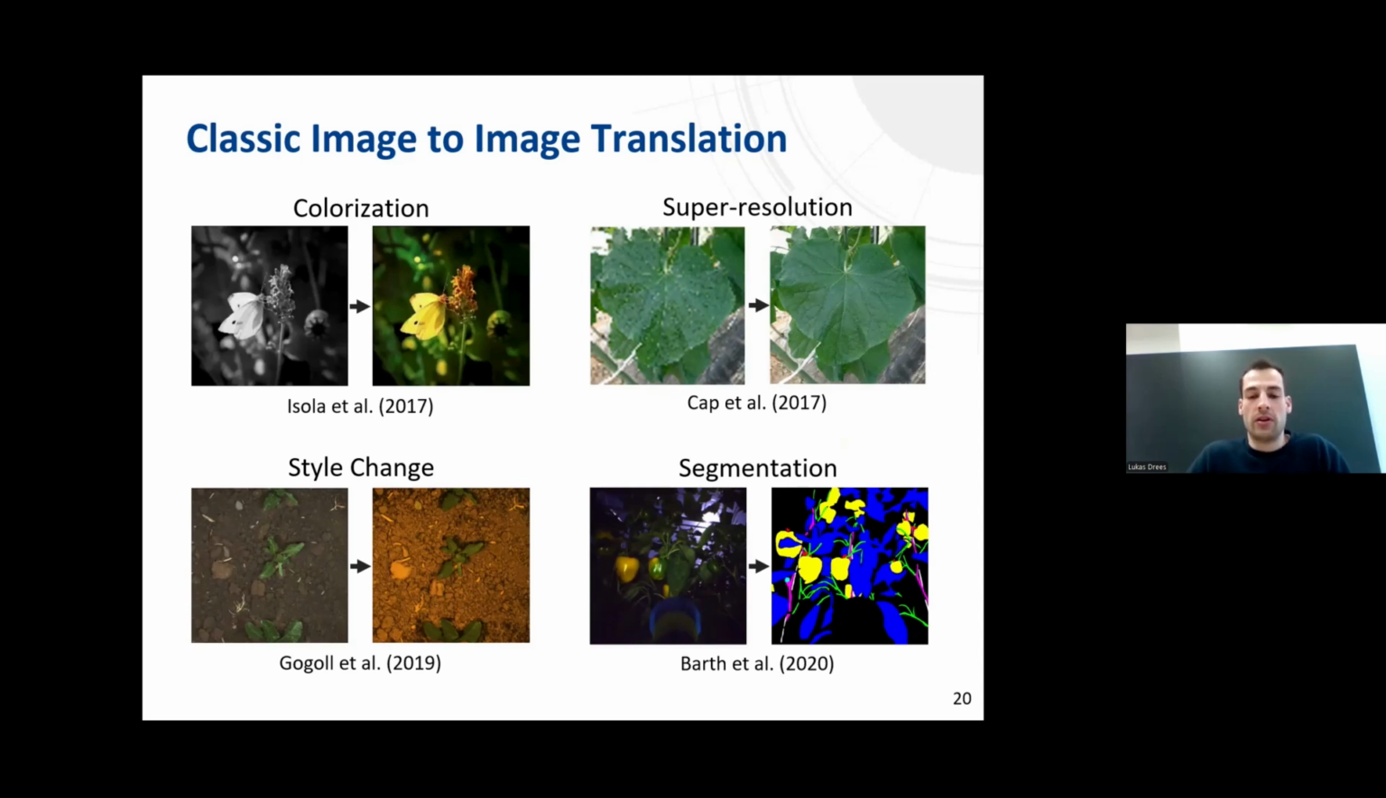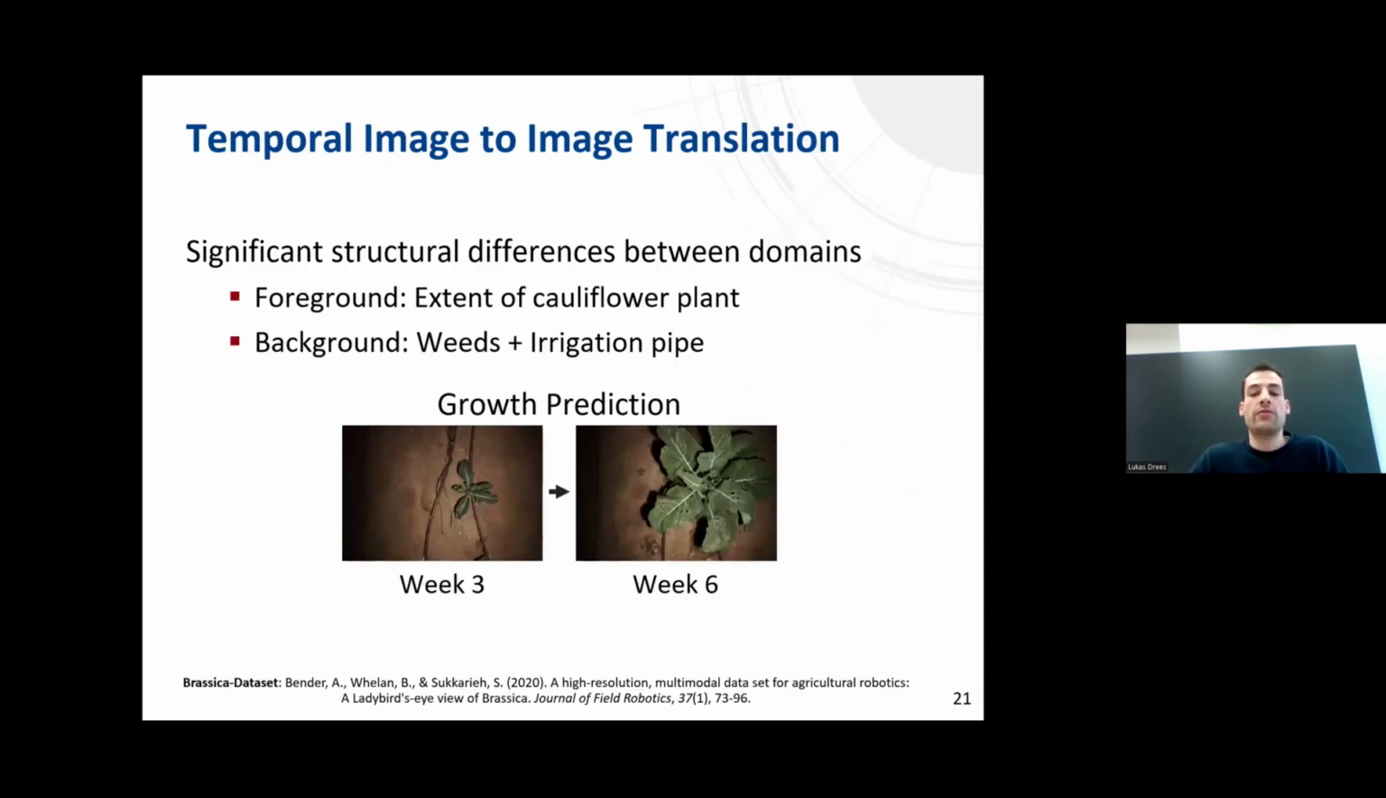But all these approaches you can see here have in common that there's no time shift between input and output image. So our question is, can we also apply this model, or can image-to-image translation be done also with a temporal domain shift? And to demonstrate the difficulties here, I would like to switch to the cauliflower dataset. Compared to classical image-to-image translation, there are significant structural differences between both images. The cauliflower head 3 weeks later has completely different shaped leaves, and also the background, when you look at the irrigation pipes there, is not stable.